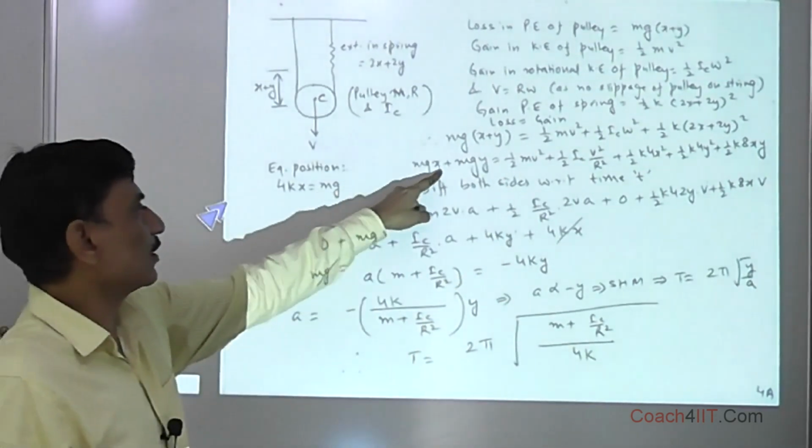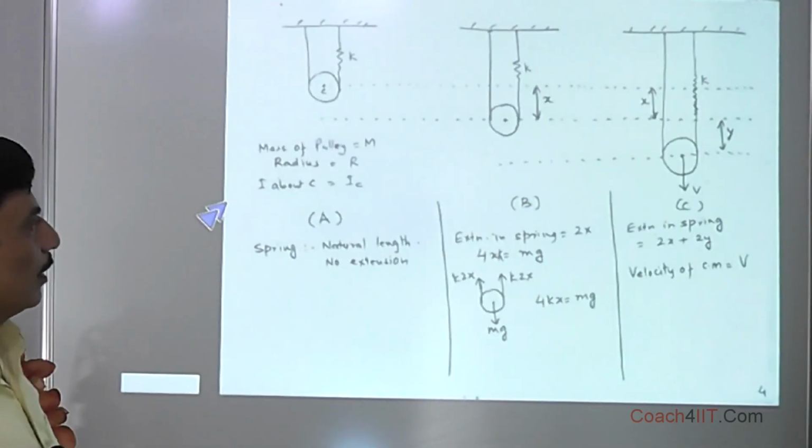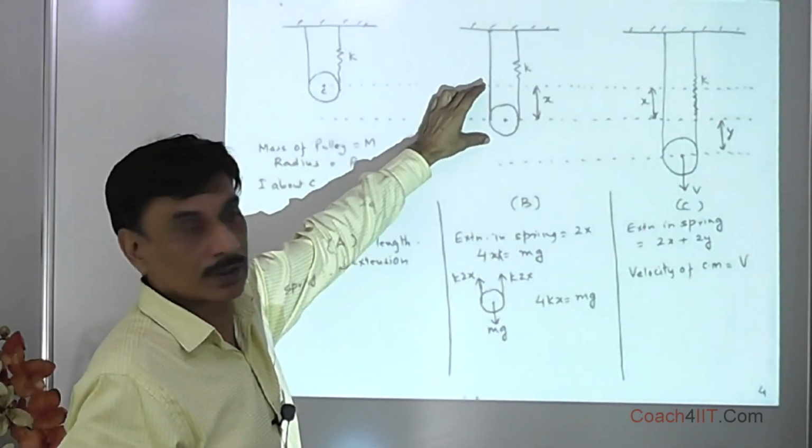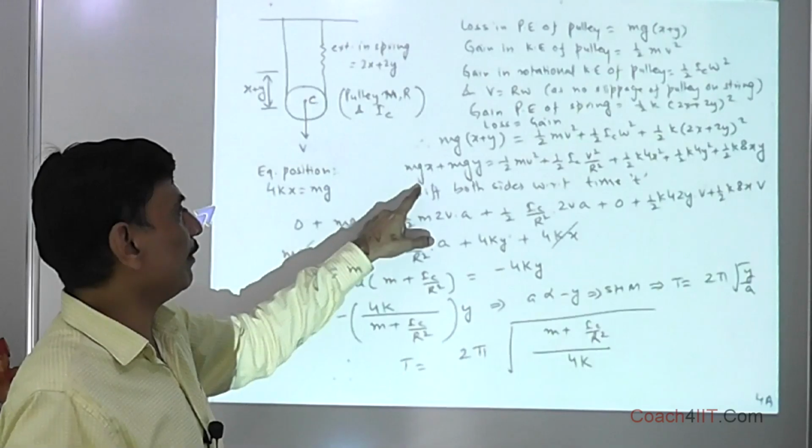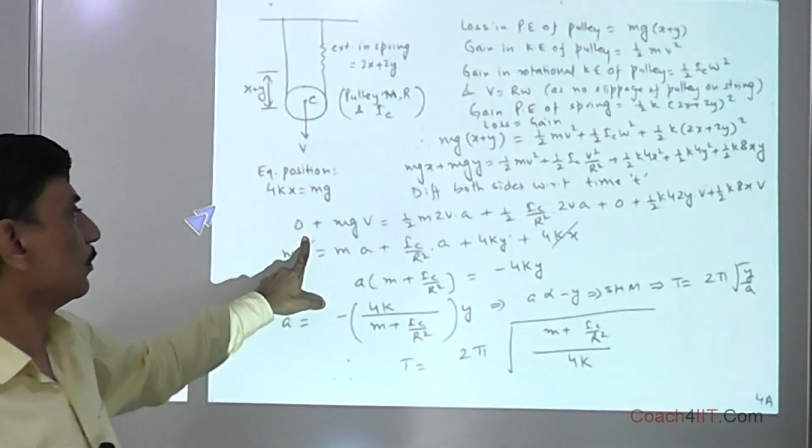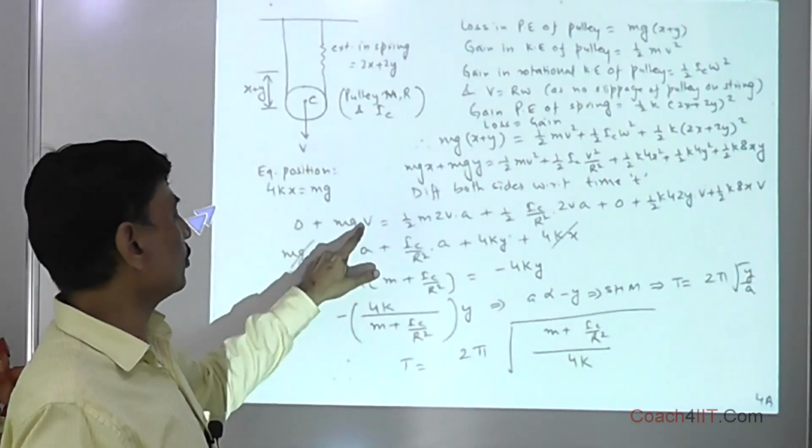So when we say mgx, this is constant. Why is this constant? Because this is the equilibrium position we have talked about. So x is constant, x is not variable. The derivative of this with respect to time is going to be equal to 0. mg dy/dt is going to be v.